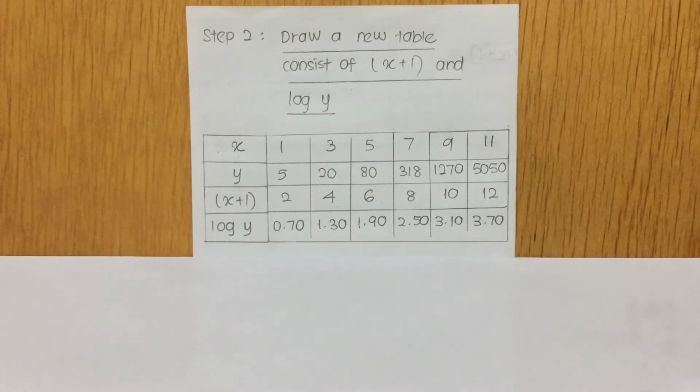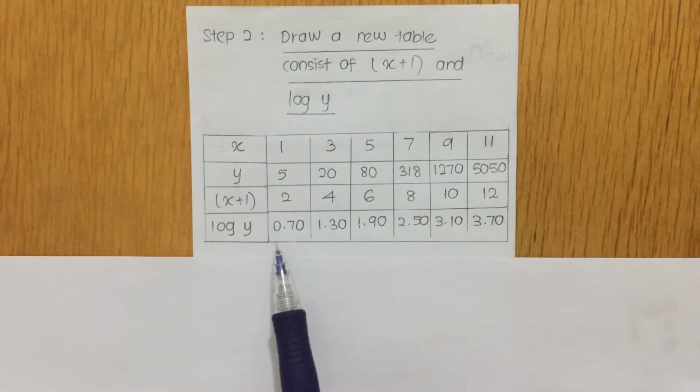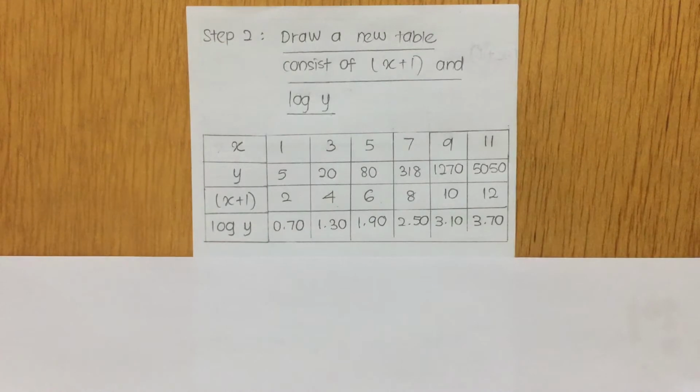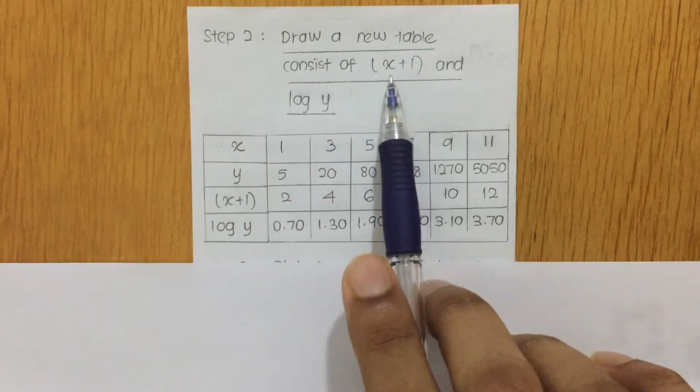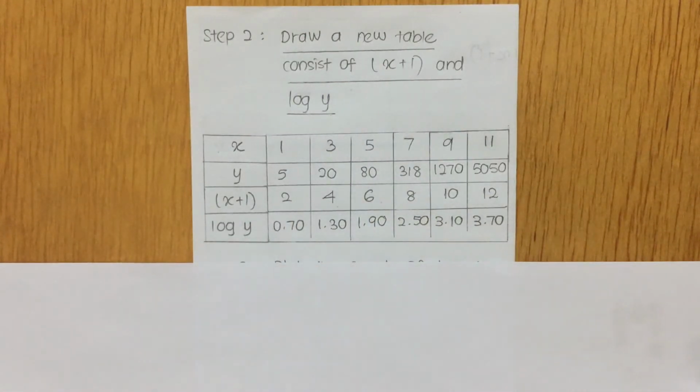Okay, and one more thing, if you want to set everything into 3 decimal places or 2 decimal places, make sure that you are consistent in it. Otherwise you tend to make mistakes. So this is your second step. You draw a table consisting of x plus 1 and log y, which you have already done here.